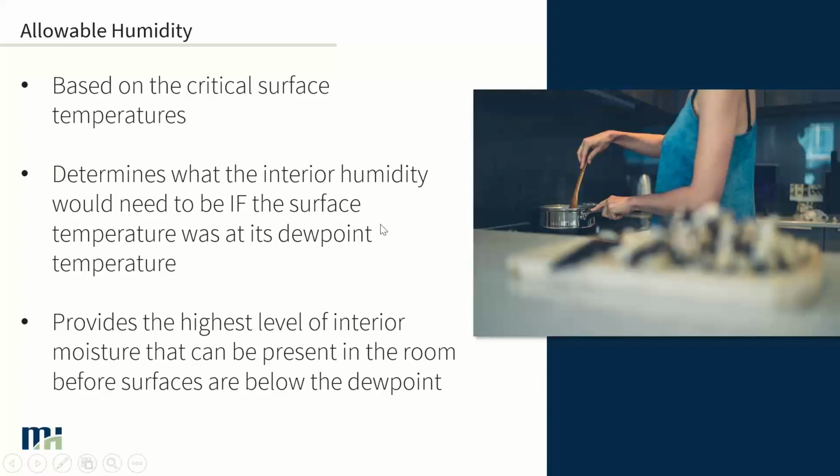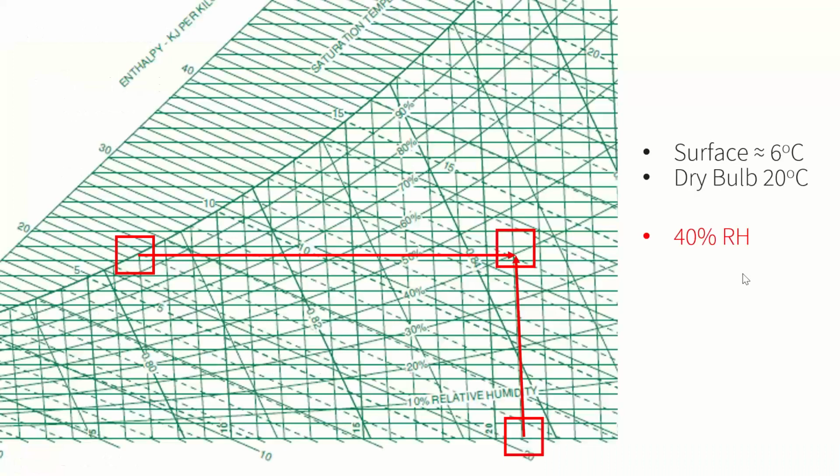Let me show you almost like a reverse example. If we have a surface that is at 6 degrees and we know our interior temperature is at 20 degrees, it's just back calculating where those two meet. That shows us that it's about 40% relative humidity. So if we have those two conditions, as long as we are below 40% relative humidity, then we shouldn't have a risk for condensation.